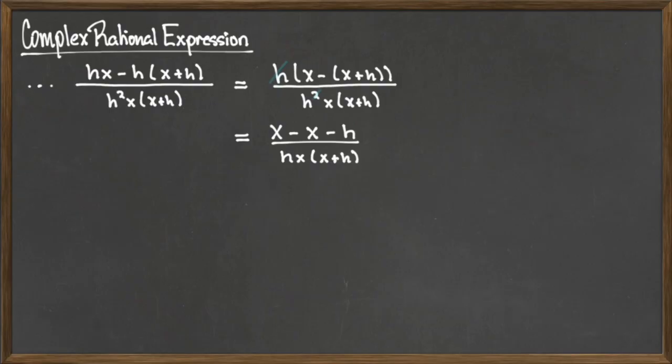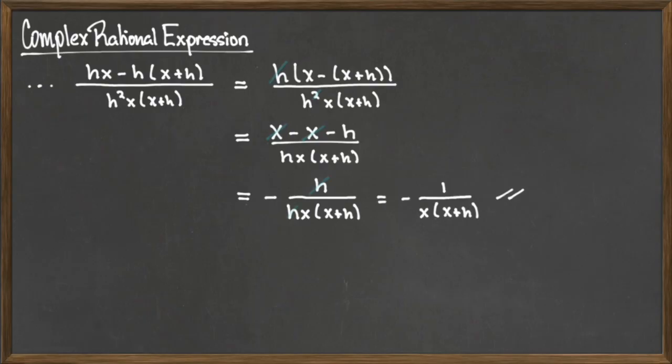Next, those x's in the numerator cancel out additively, leaving me with one copy of negative h upstairs. And then I see even another cancellation of h's happen. And this gives me a final answer of negative 1 over x times x plus h, and we're finally done.